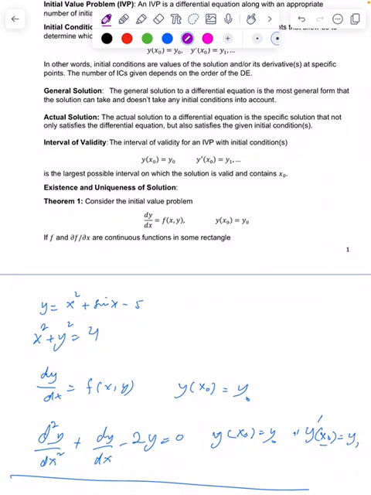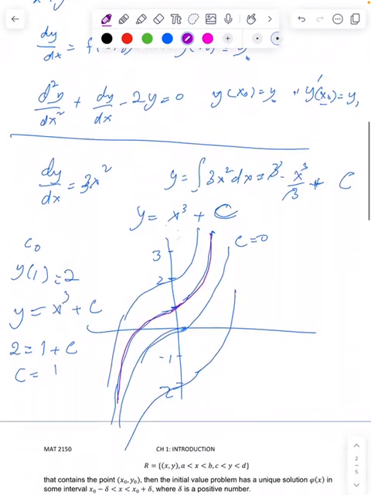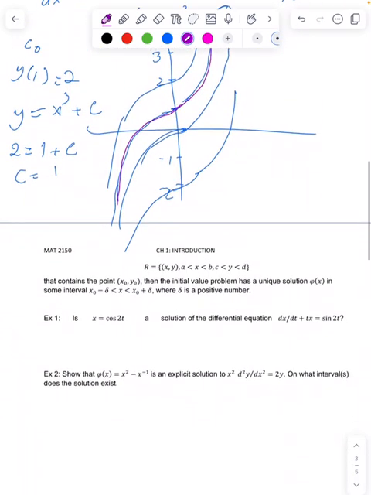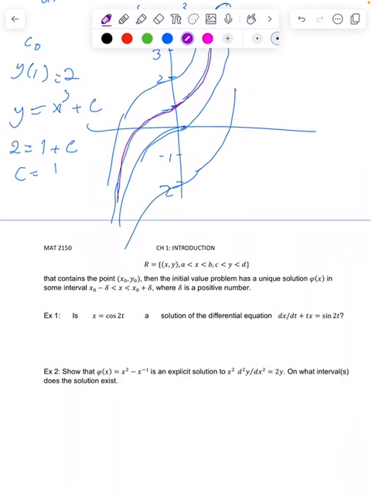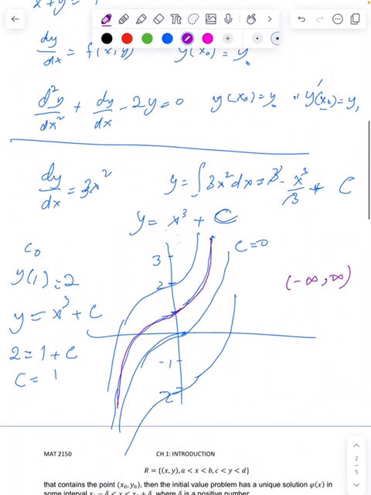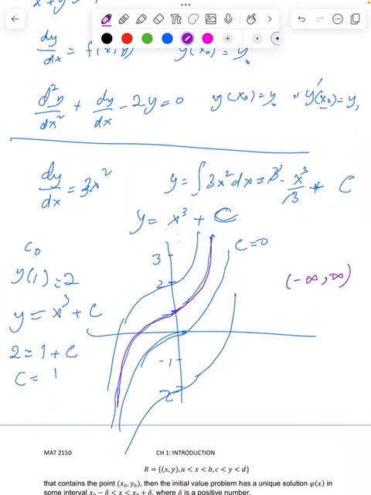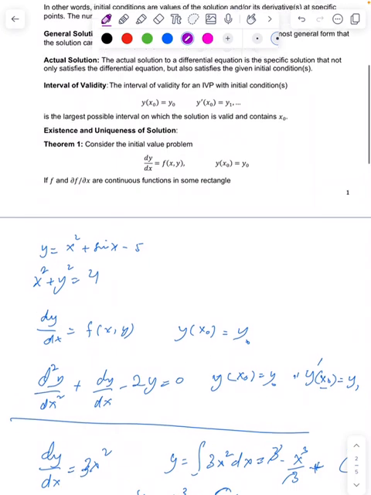Okay. Now, but on which interval? Well, because our solution, x cubed, is a polynomial, the domain is all real numbers. So this is a solution on the whole real line, on the interval negative infinity to infinity, and of course the 1 is contained in this interval, so that will be the interval of validity.